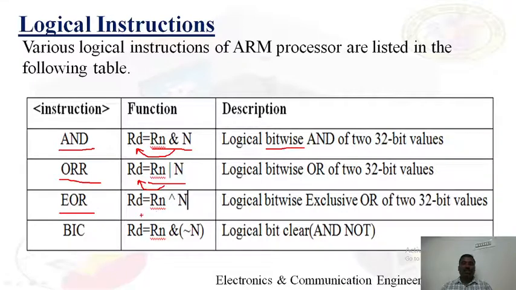Then EOR, or exclusive OR. So Rn is exclusive ORed with n, then the result will be stored into Rd. BIC is a special logical instruction in the ARM instruction set where it performs the AND operation only, but before the AND operation the n is complemented. Nothing but an AND NOT operation. First it complements the n value, then it is ANDed with Rn, then the result will be stored into Rd.